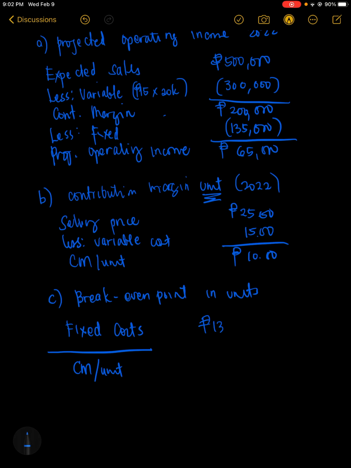So, 135,000 and our contribution margin per unit as computed kanina, 10 pesos, which will give us 13,500 units. Ibig pong sabihin, kapag nakabenta ka ng 13,500 units, hindi ka kumita, hindi ka rin nalugi. Okay? So, that is how you compute for the operating income, for the contribution margin, and for the break-even point.